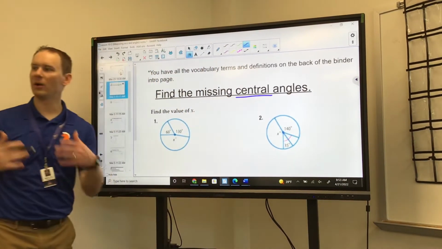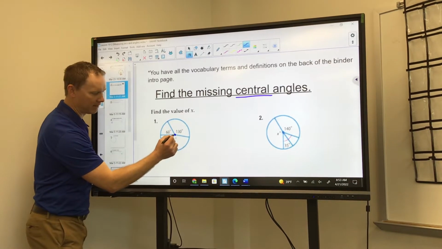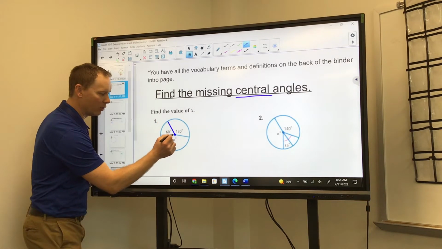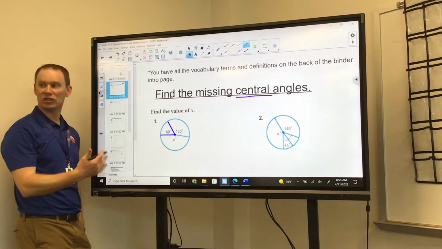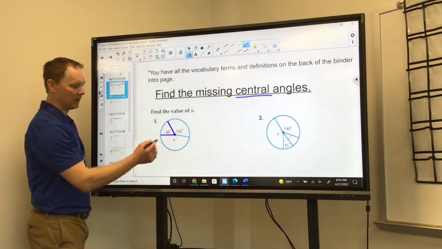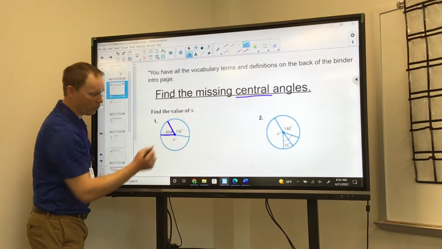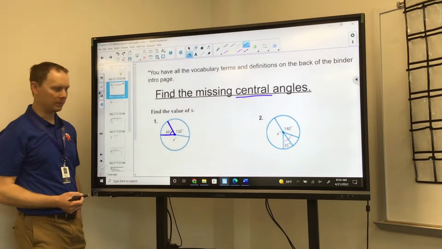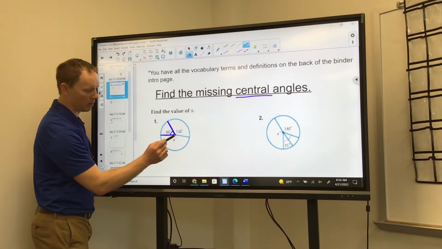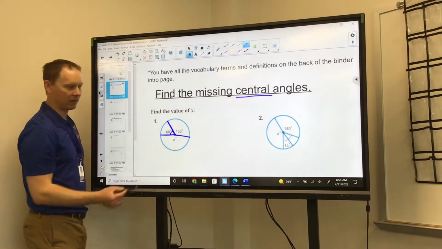Let me just clarify what a central angle is. Very simply, it's an angle with its vertex at the center of a circle, and its sides are radii. Radii is just the plural of radius. A single radius would be that. You put two of them together, and the angle that they form is a central angle. In this case, you have another central angle over here with the 130-degree angle, and a final central angle down here with this x.